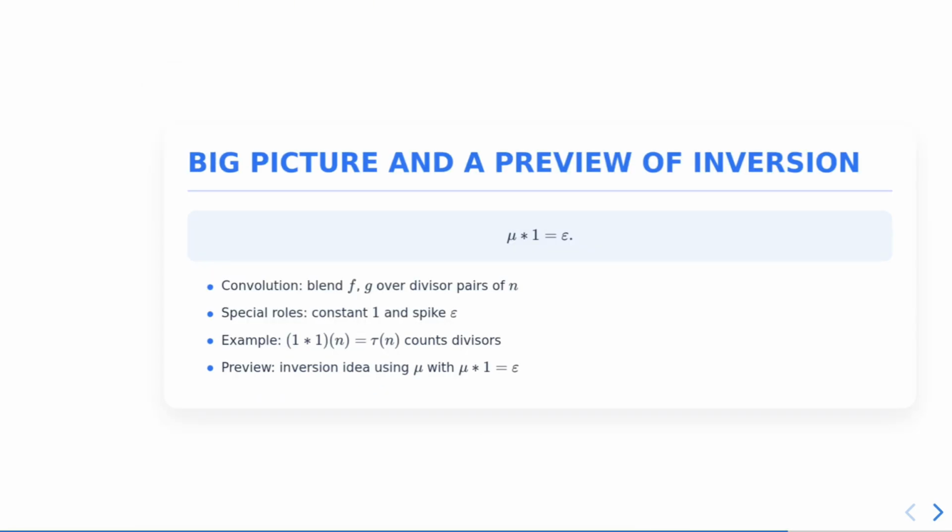Let us step back. Dirichlet convolution takes two arithmetic functions and blends them using all divisor pairs of each integer. Constant 1 and epsilon are special. Their convolutions give simple objects like the divisor count, and leave other functions unchanged. These properties mirror the behavior of usual multiplication, which is why convolution is so powerful. And the teaser equation with mu and 1 says there are functions that act like multiplicative inverses under convolution. Next time we will see how mu undoes the effect of summing over divisors.